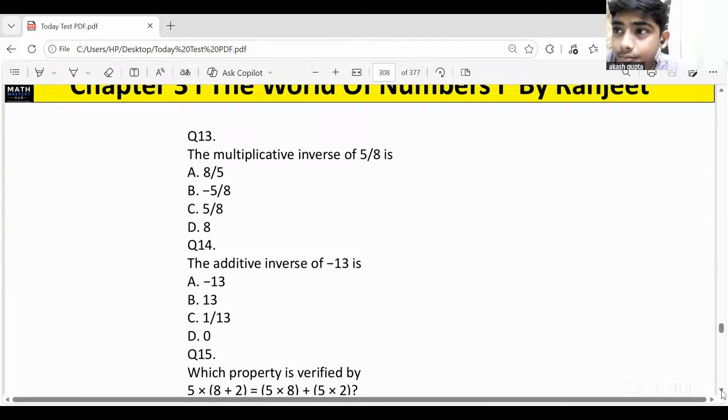Why was your earlier answer wrong? Because it is a multiplicative inverse, you have to interchange the numerator and denominator only. Question number 14. The additive inverse of minus 13 is 13. Okay.